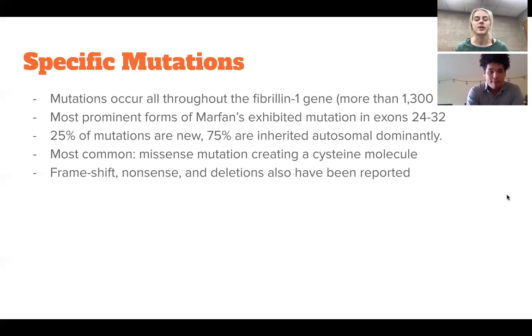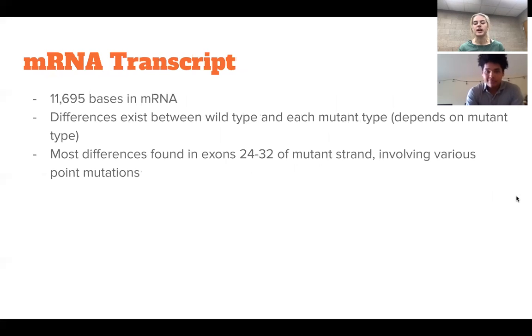Awesome. Yes, so the most common, like Kaden said, is the missense mutation creating this cysteine molecule, just that substitution of those bases. So moving on to the mRNA transcript. The length of the actual transcript of the FBN1 gene is about 11,695 bases, and that was according to the information we found on the PubMed website. Differences do exist between the wild type and each mutant type, but again, there are several different mutations, about 1,300, so it's hard to nail down exactly what those differences are.